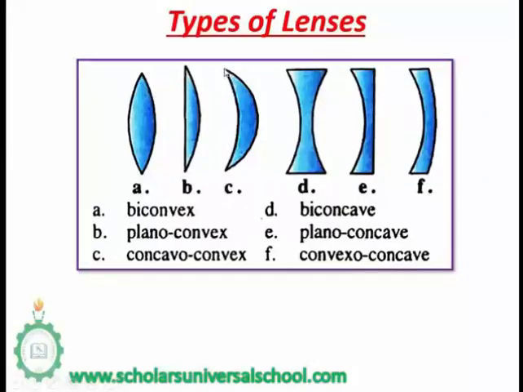Then the third one is concave convex, given by a concave face, then a convex face. These are the types of convex lenses.